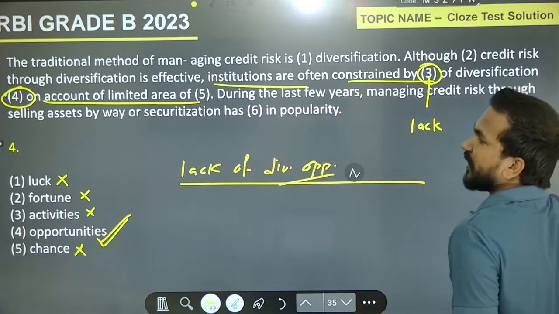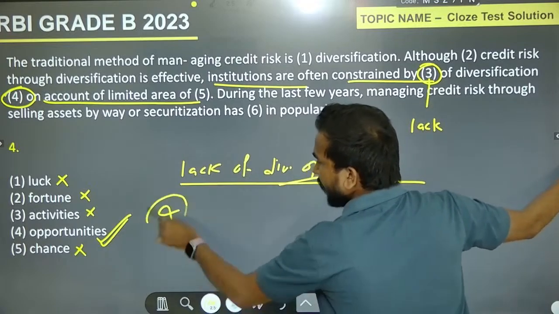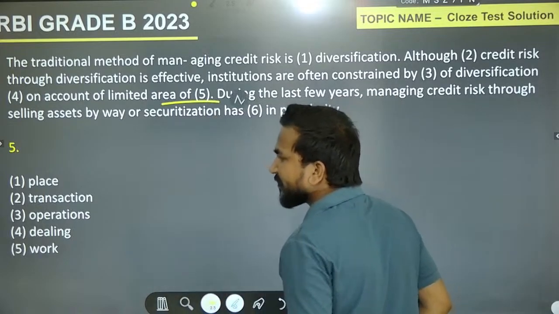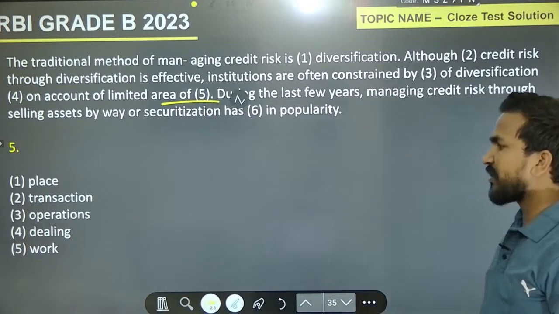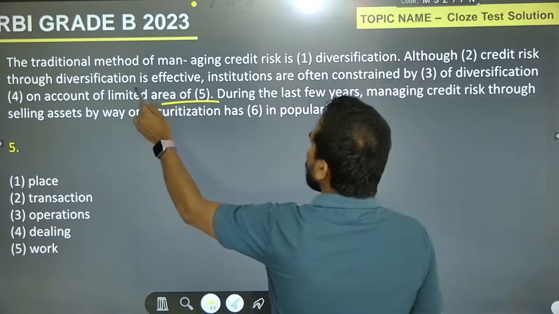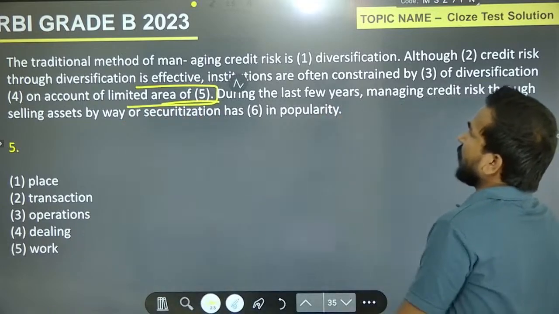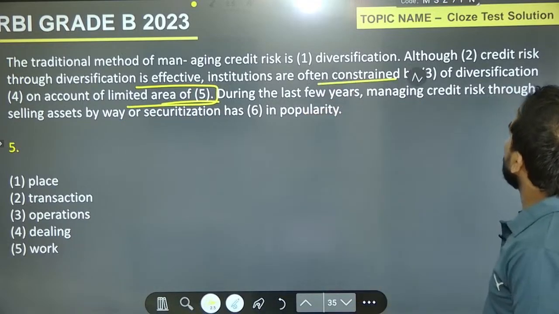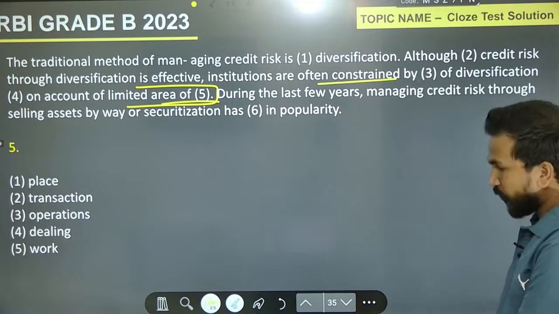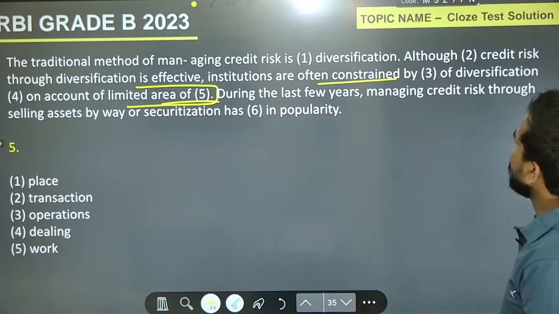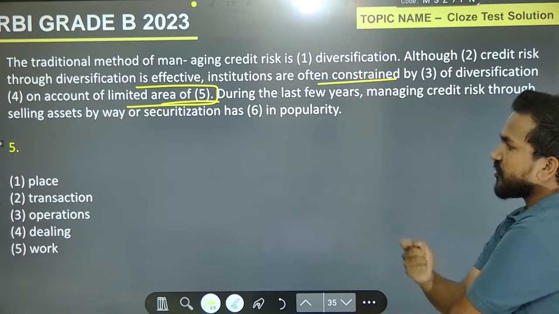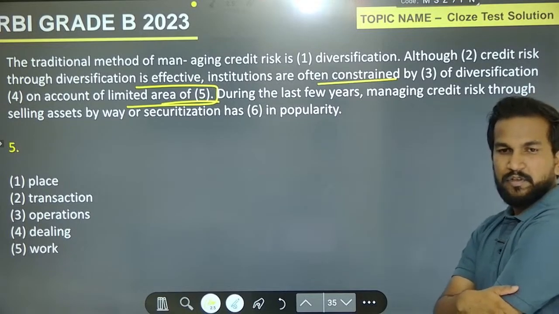On account of limited area of, what it must be? Place, transaction, operations, dealing, or work. Go for it. What it must be? What must be for the fifth one? Okay, we have the fifth question for this particular clause. Now go for this one. On account of limited area of place, transaction, operations, dealing, or work. What must be for the fifth one?